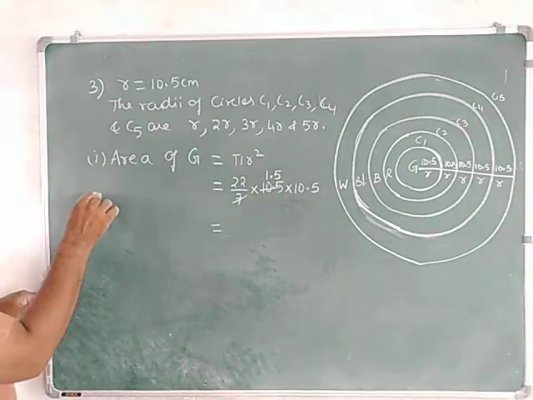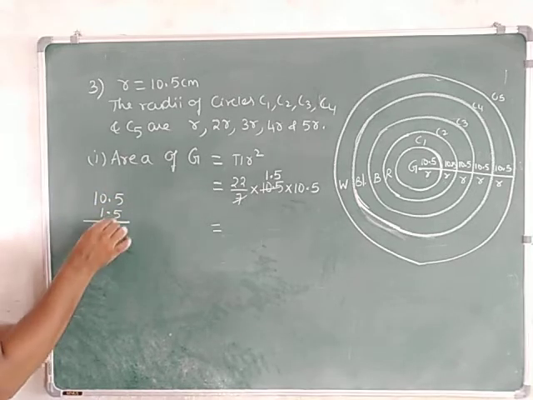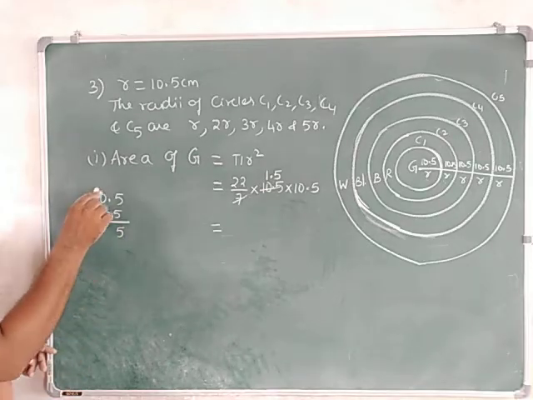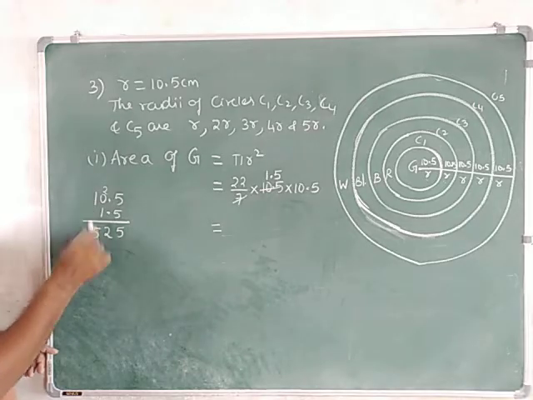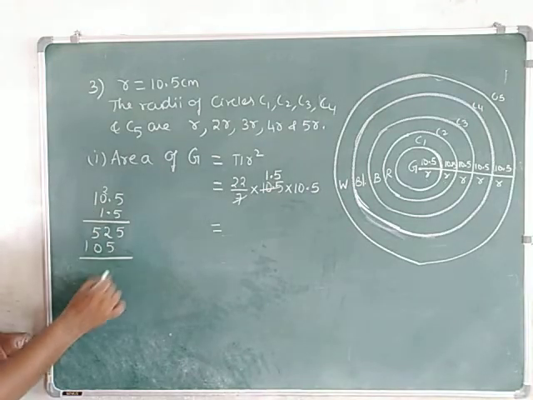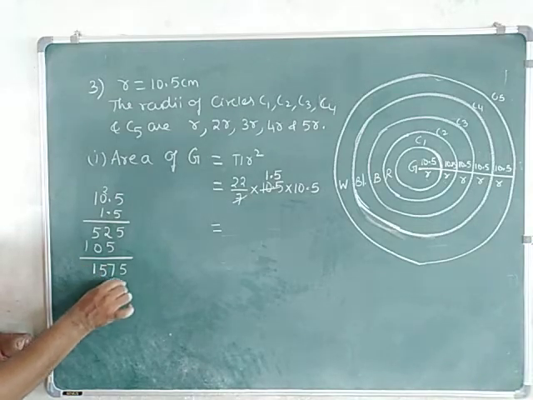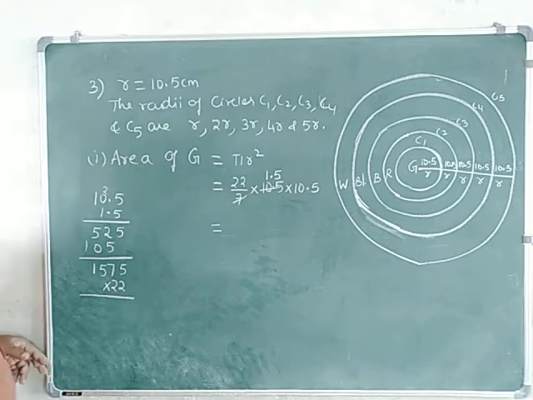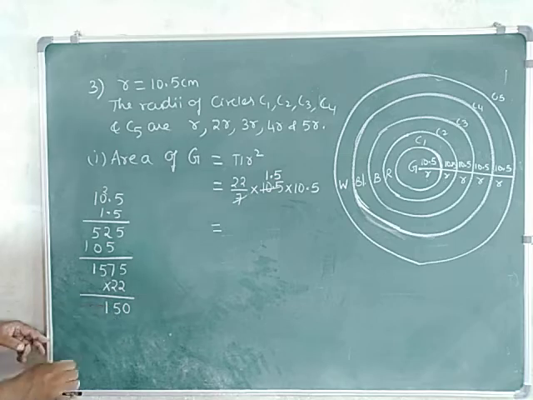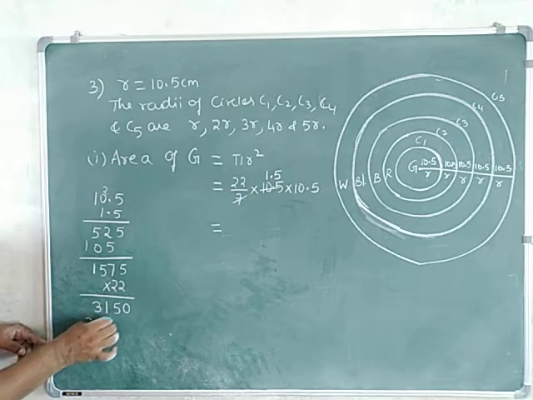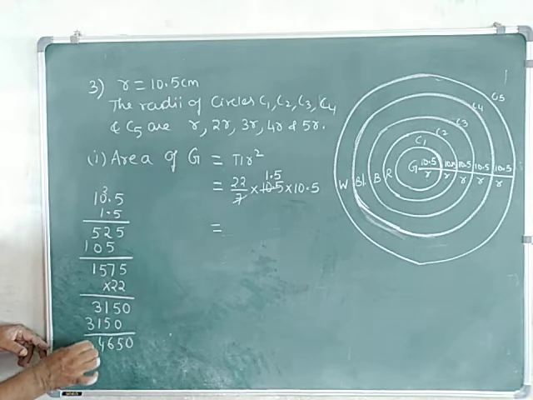So first we multiply 10.5 and 1.5. How do you multiply? 5 5s are 25, balance 2. 5 ones are 5. Next, one table: 1, 0, 5, 0, 1. So 5, 7, 5, 1. Now this should be multiplied with 22. 2 times 5 is 10, balance 1, and so on, and again I get 3 1 5 0.